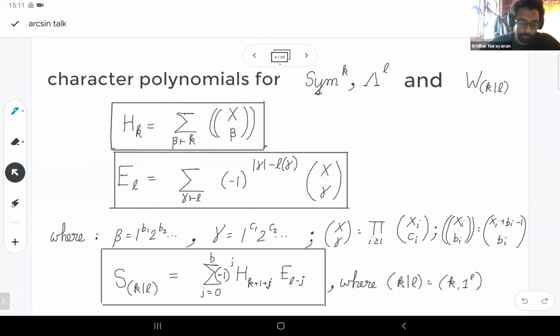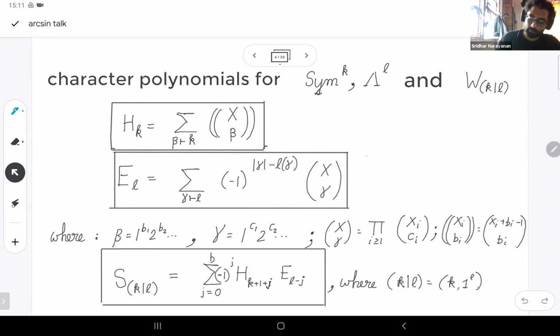And similarly, the character polynomial for wedge l, we call it el, is the sum over all partitions lambda of l, negative 1 raised to the size of the partition minus the length of the partition, times X choose lambda. Now we've written it in this way as a sort of shorthand notation. So let's unpack this. Given beta written in the exponential notation as 1 raised to b1, 2 raised to b2, etc., then X multi-choose beta, or rather let's start with the easier one.